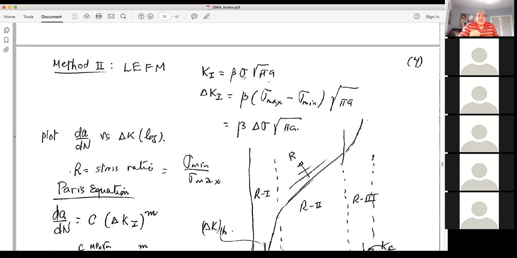Now for fatigue, the crack starts at a very, very small size. So the stress intensity factor is much, much lower than the fracture toughness. However, with every cycle, the crack grows as a function of delta K. Delta K is the applied stress intensity factor range. And that means that it is beta times, instead of sigma, the value of sigma max minus sigma min, the applied range, times the square root of pi a.